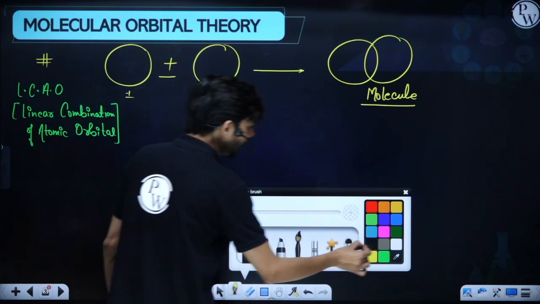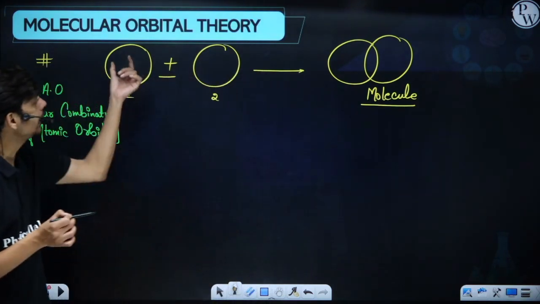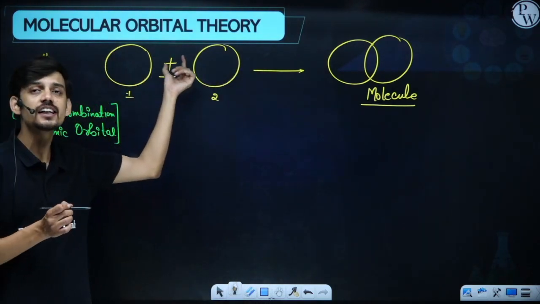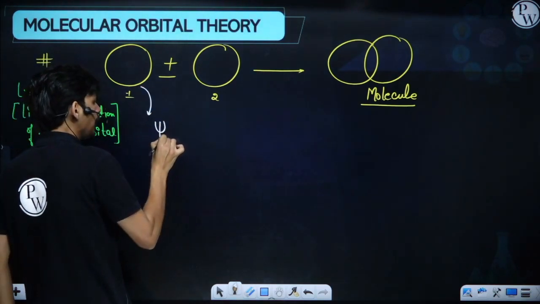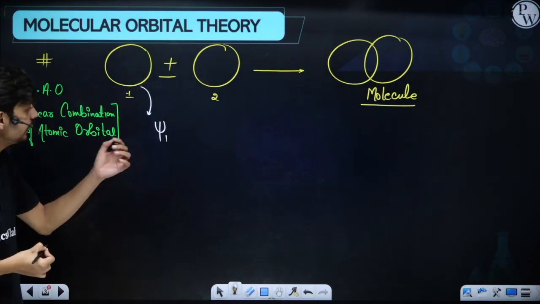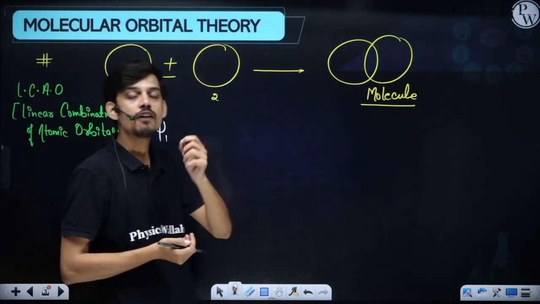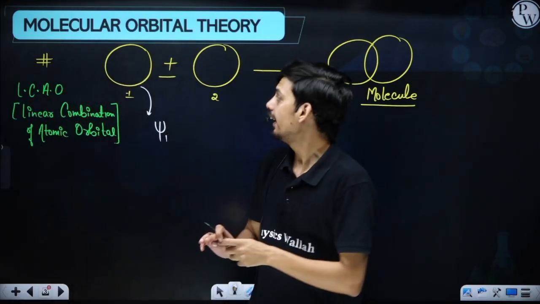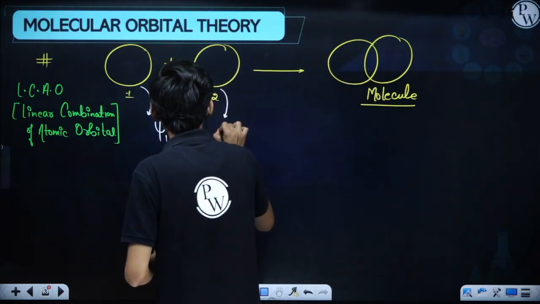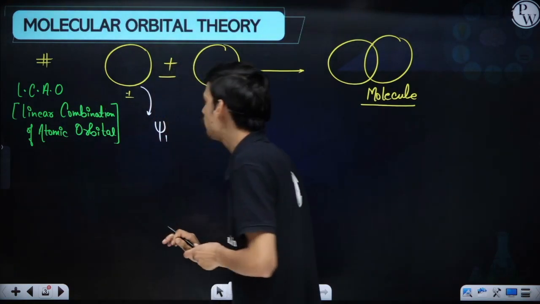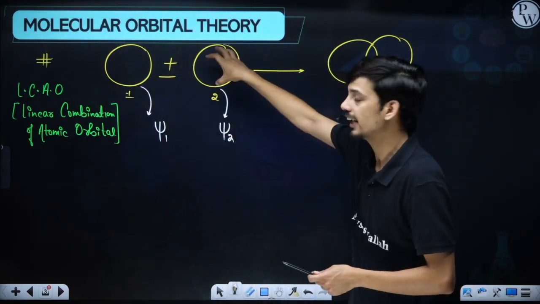Now understand this thing, that we are already saying that the position of the electron is uncertain inside the atom. And for that, we use atomic orbital. Let's call it psi 1. That is, this psi 1 will represent the finding probability of the electron inside the first atom. Similarly, this psi 2 will represent the finding probability of the electron inside this second atom.